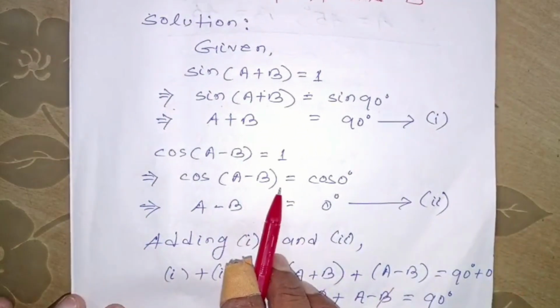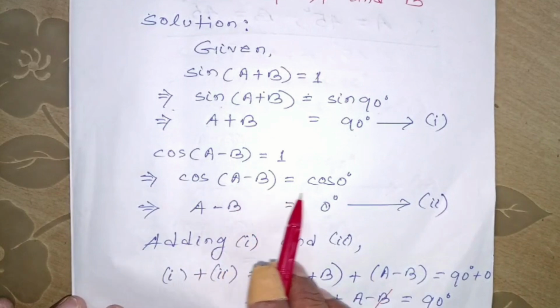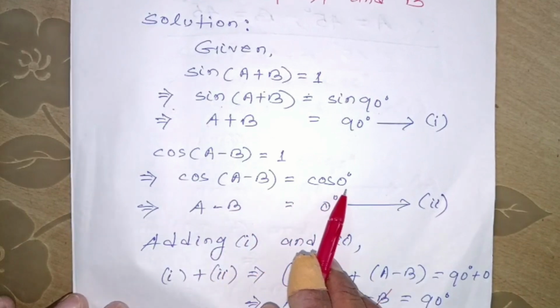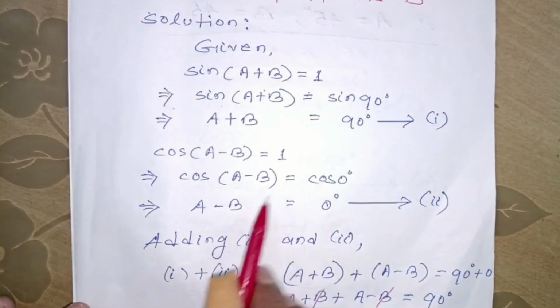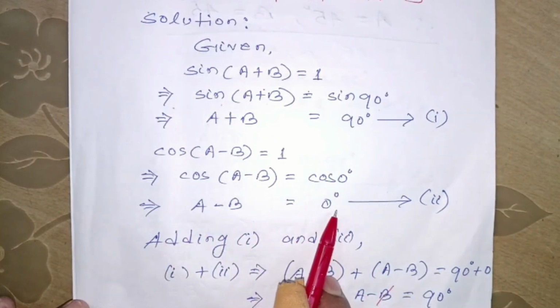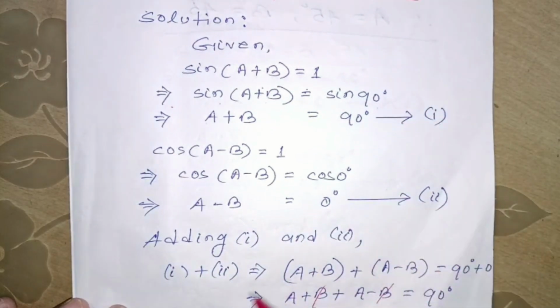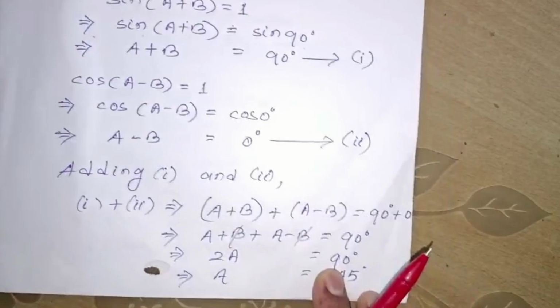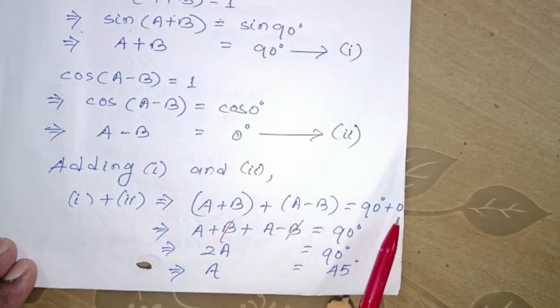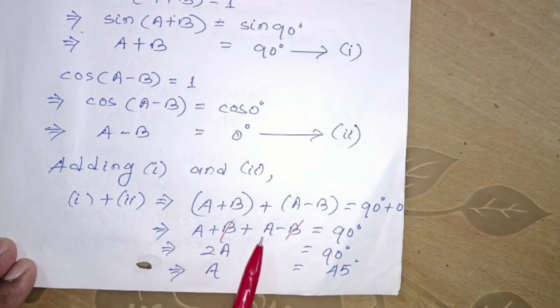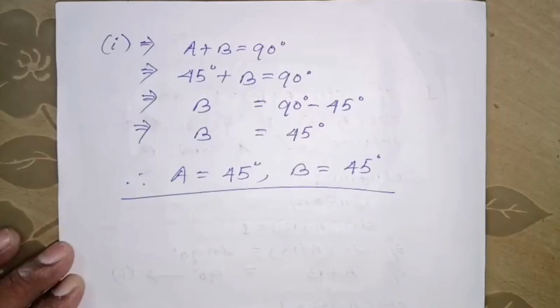Again, cos(a - b) = 1, it implies cos(a - b) = cos 0 degree. Since the value of cos 0 degree equals 1, that is a - b = 0 degree. This is equation number 2. Now adding 1 and 2, we will get a + b + a - b = 90 degree + 0. It implies a + a = 2a, since b cancels. 2a = 90 degree, that is a = 90 degree divided by 2, that means 45 degree.